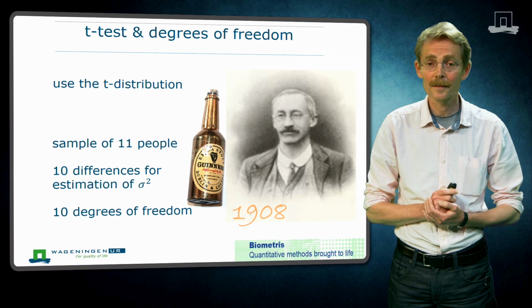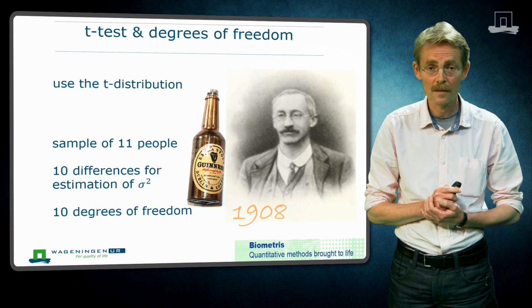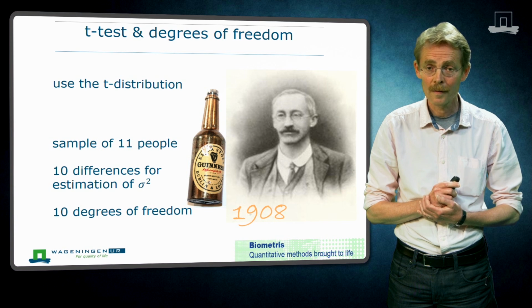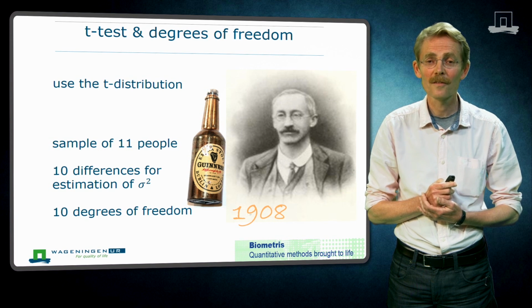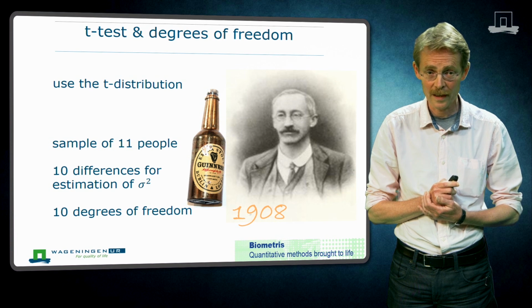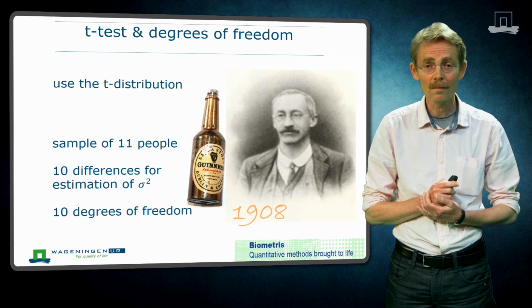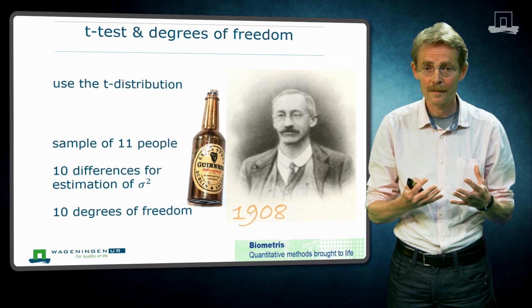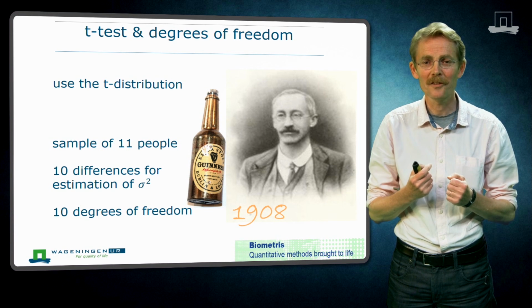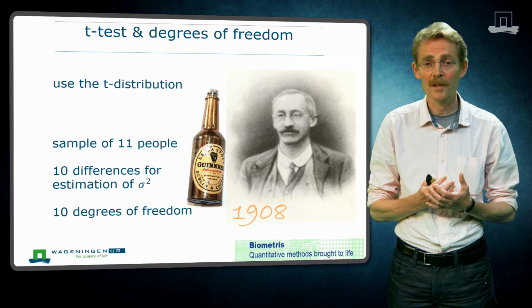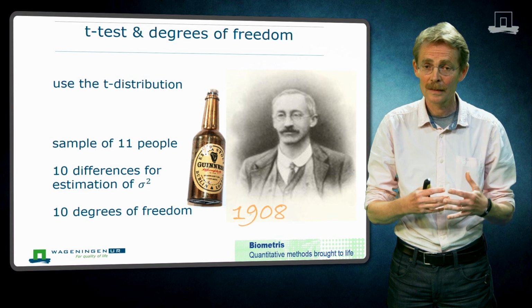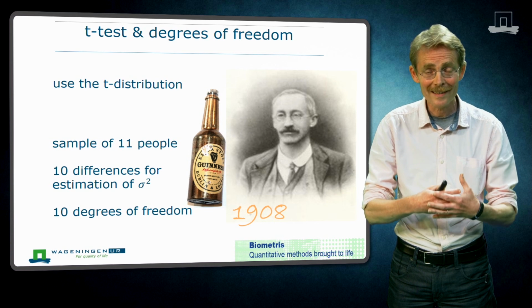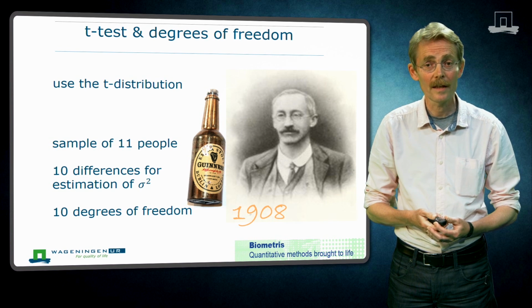Now, in 1908, William Sealy Gosset, you see his picture here, came up with the answer: you have to use the t distribution. Gosset was working for Guinness Breweries, and he was regularly confronted with small-scale sets of production data. So with 11 people, the degrees of freedom are all about the arm length, the elbow room that you have for estimating sigma square by s square. And with 11 people, to look at variation, you look at 10 differences. And that's why you have 10 degrees of freedom.